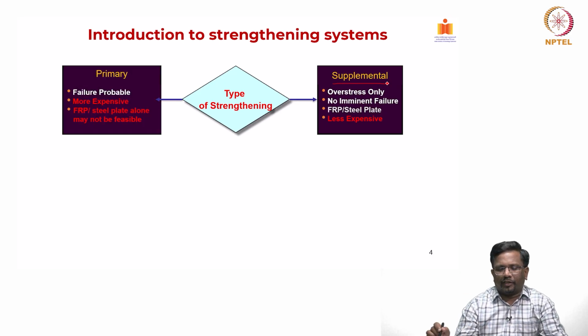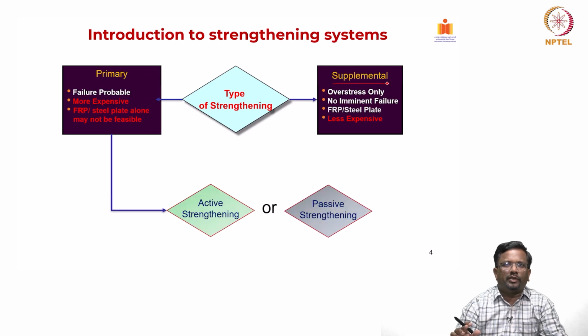And typically they are less expensive, but primary systems are more expensive. Here you are talking about a system that can engage, and it will involve a lot more interventions, in a way that implementation is also going to be more difficult, and it is not possible with only the external bonding of FRP or steel, right.